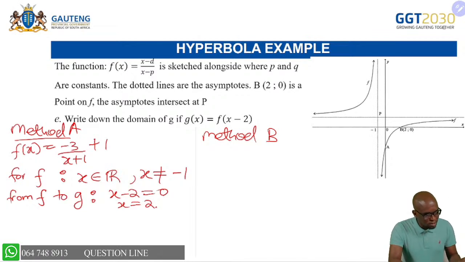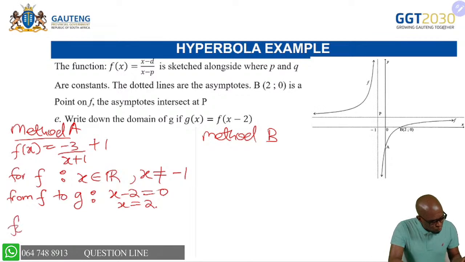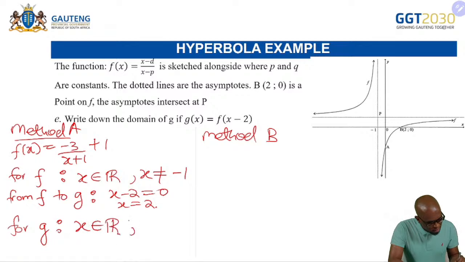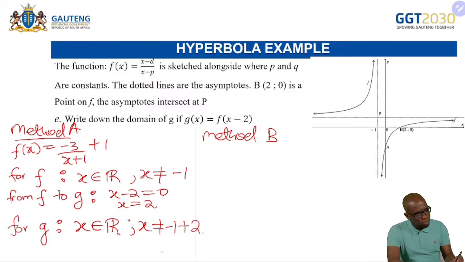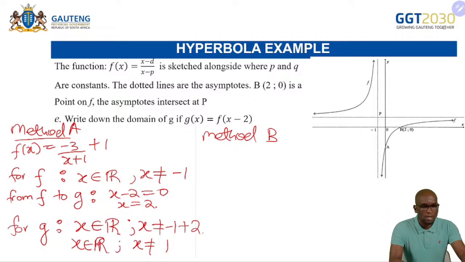So what we can basically do is we move all the points from F by 2 units to get to the graph of G. So for G, what would be the domain? The domain would be x, an element of all real numbers, but we move all the x values by 2 units. So we're going to obtain that x is not equal to positive 1. So that's our domain: x, an element of all real numbers, but x cannot be equal to 1. That is the domain of G, because G is a graph that has been transformed by moving the graph of F by 2 units.